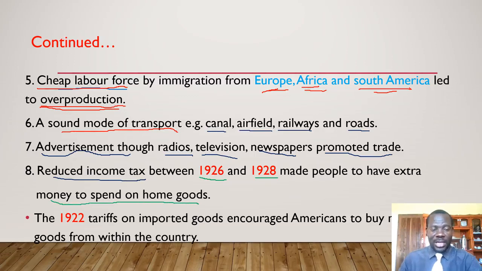So you can advertise more, you can sell more, you can have a sound mode of transport. But then if what you sell is deducted more, again there is a problem. We may struggle again to reach the economic boom. So here we see the Americans, they had extra money left. It created the reduction of taxes.